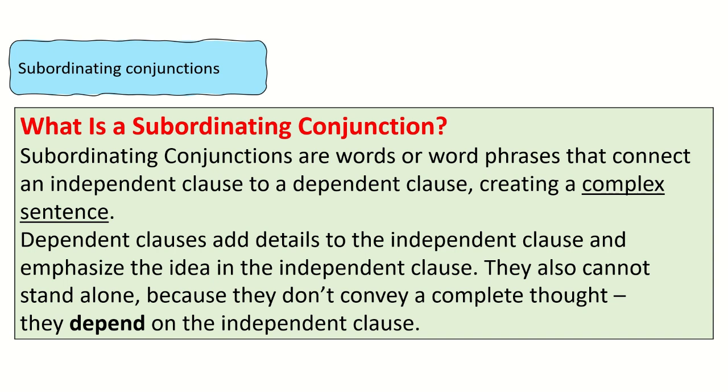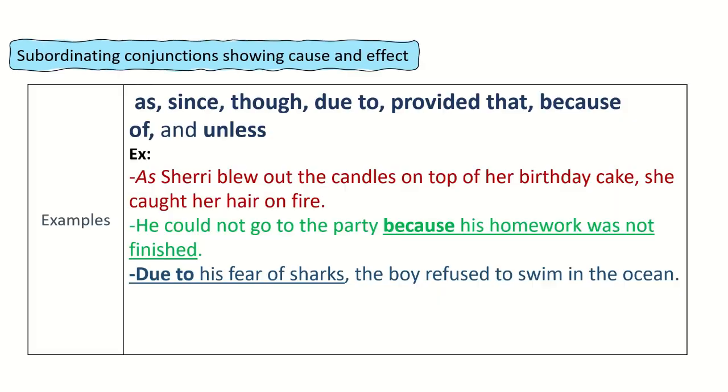They also cannot stand by themselves because they don't have a full meaning or a complete thought. So they depend on the independent clause, as we said before. Now, we have some subordinating conjunctions that show cause and effect, like as, since, though, due to, because of, and others that show a condition and a result, like provided that and unless.